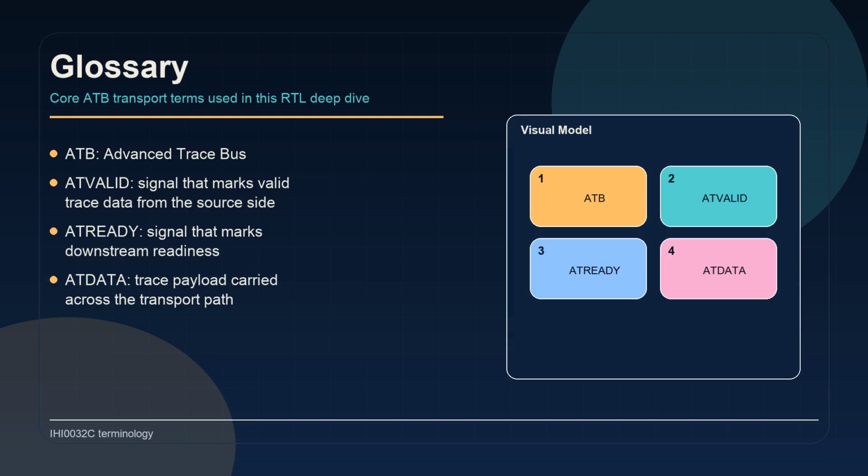ATB means Advanced Trace Bus. AT valid marks valid trace from the source side. AT ready marks downstream readiness. And AT data is the payload carried across the path.